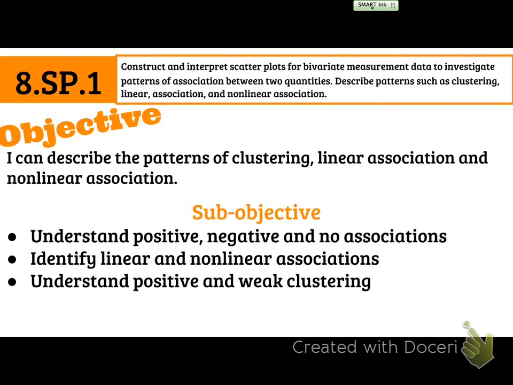Okay, so we're doing scatter plots. Your objective today is: I can describe the patterns of clustering, linear association, and nonlinear association. Your sub-objective is to understand positive, negative, and no associations, identify linear and nonlinear associations, and understand positive and weak clustering.